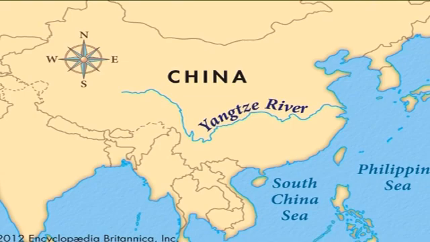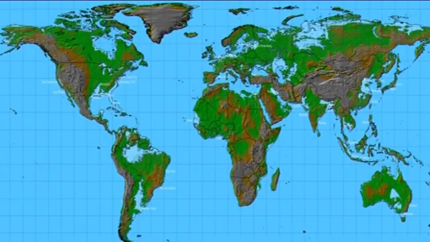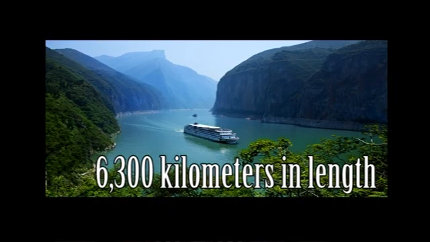The Yangtze is the oldest river in Asia and the third longest in the world, behind the Amazon of South America and the Nile of Africa, reaching 6,300 kilometers in length. The Yangtze moves east from the glaciers of the Tibetan Plateau to the river's mouth on the East China Sea. The Yangtze is considered the lifeblood of China.